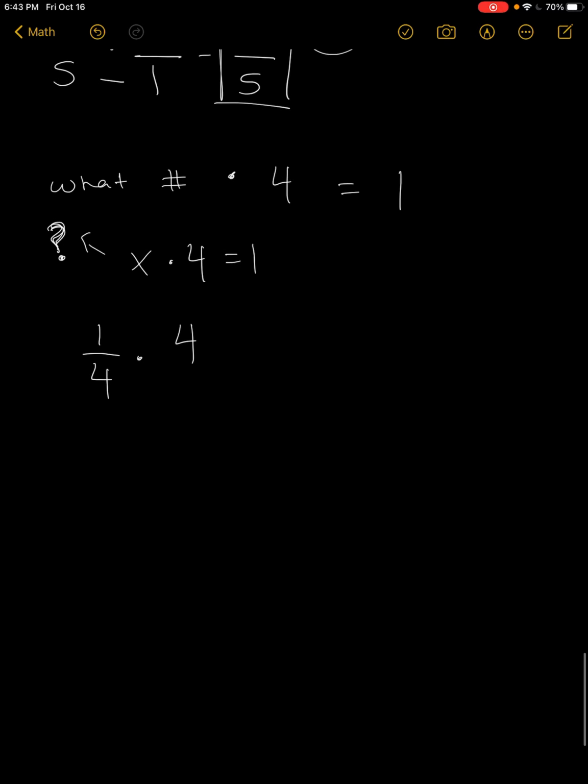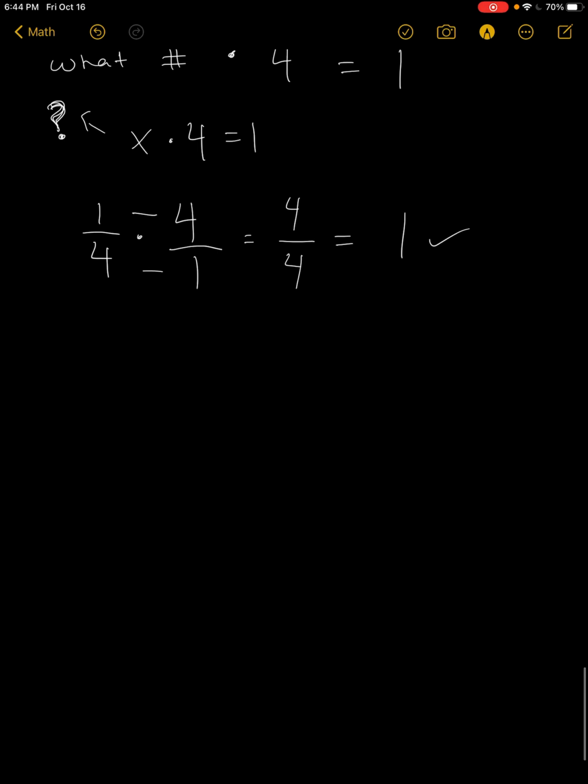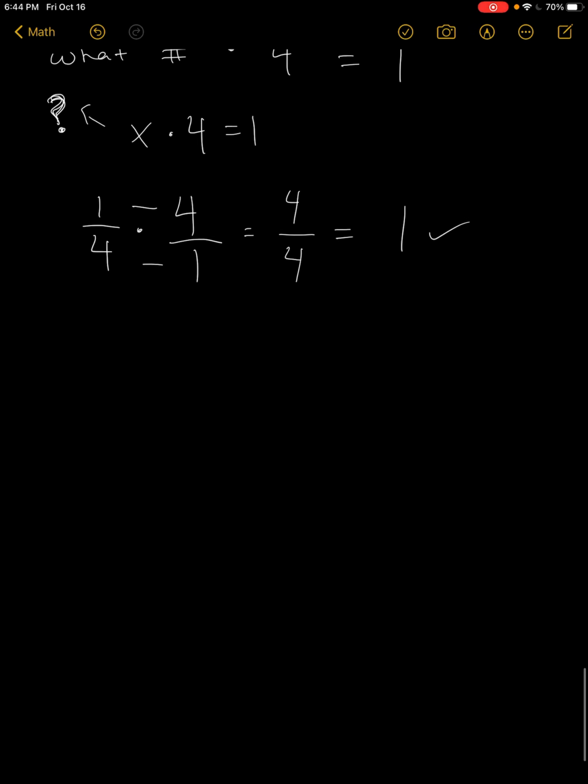If we test this out, first of all, I'm going to turn my 4 into a fraction. So it's 4 over 1. I multiply the tops, I get 4. I multiply the bottoms, I get 4. And what is a number over itself? What is 4 divided by 4? That's just 1.